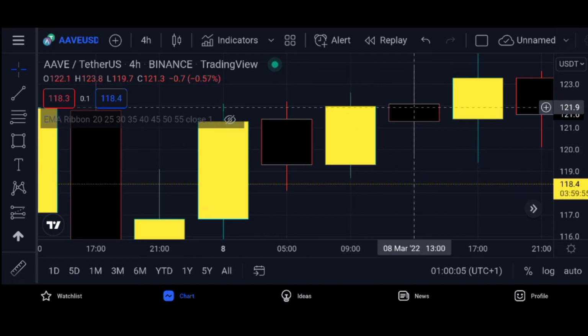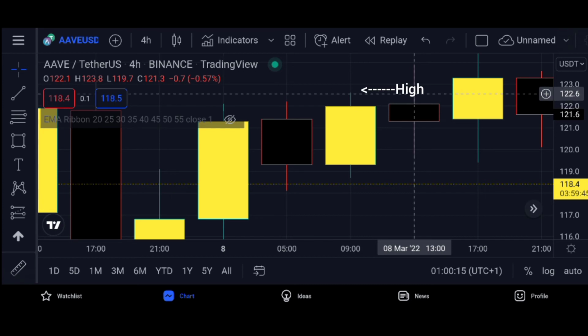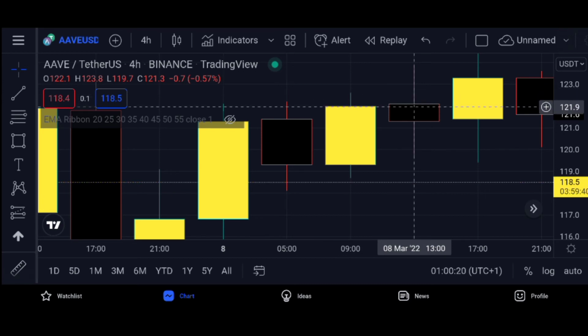And this top here, right here where it closed, is the closing price of this candlestick. Now the highest price is the top of this wick, just right here. Focus on that horizontal line, the top of this wick. And the lowest price is the bottom of this wick, just right there.